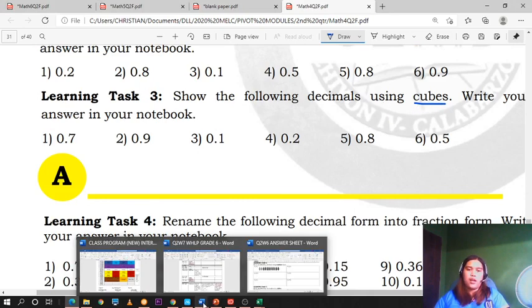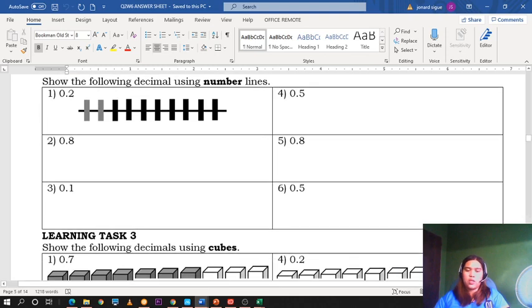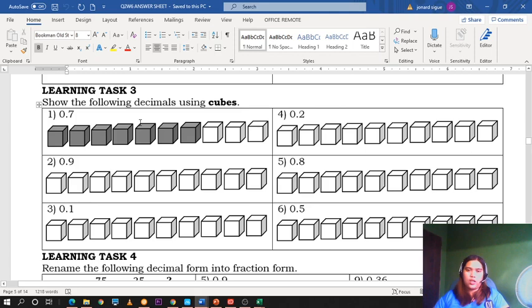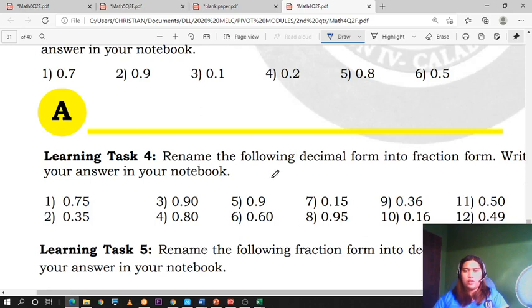Okay? So, for learning task 3, ang gagawin nyo naman is show the following decimal numbers using cubes. So, para hindi na kayo mahirapan sa pagdodrawing ng cubes, given na yung cubes, kukulayan nyo na lang siya. For example, sa number 1, 7/10. So, kaya 7 ang merong shade. Kaya siya 7/10.